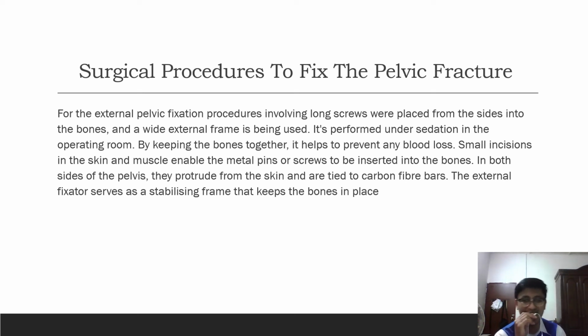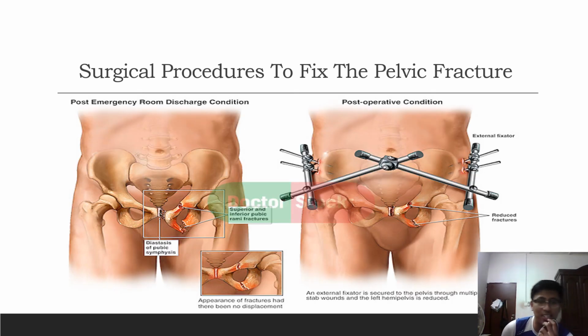Small incisions in the skin and muscle enable the metal pins or screws to be inserted into the bone. On both sides of the pelvis, they protrude from the skin and are tied to a carbon fiber bar. The external fixator serves as a stabilizing frame that keeps the bones in place. This is the picture of the external fixation surgical procedure to fix the pelvic fracture.